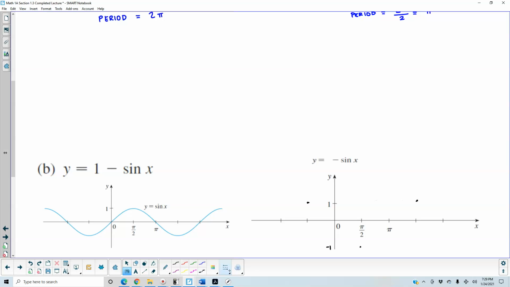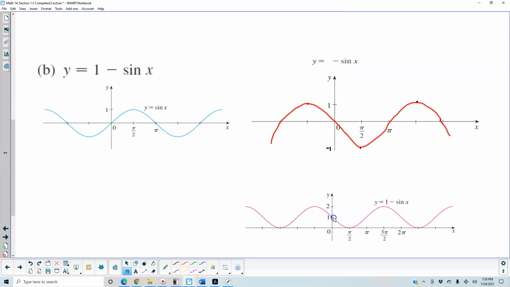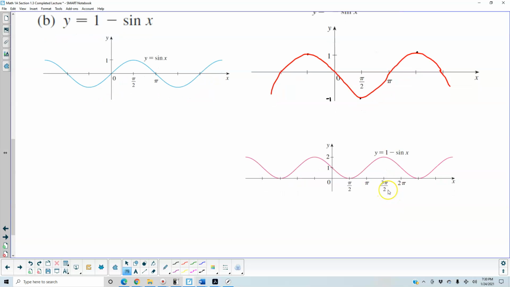So now our sine curve is going to reflect about the x-axis. What that means is this point here is now up here, and we can see that. Now that we've reflected about the x-axis, this 1 tells us that we need to shift up 1 unit. So if you look here, we shift up 1 more unit. We added a little bit more here for this one, but we shifted up 1 unit to get y equals 1 minus sine x.